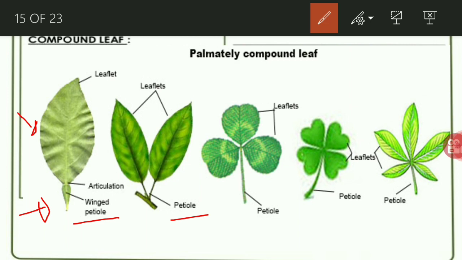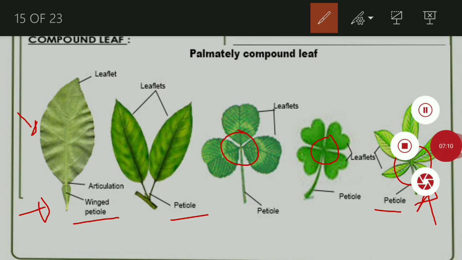In trifoliate compound leaves, three leaflets are present at the tip of the petiole. Same for the quadrifoliate palmately compound leaf, which possesses four leaflets at the tip of the petiole. And finally, the multifoliate leaf consists of more than four leaflets at the tip of the petiole.